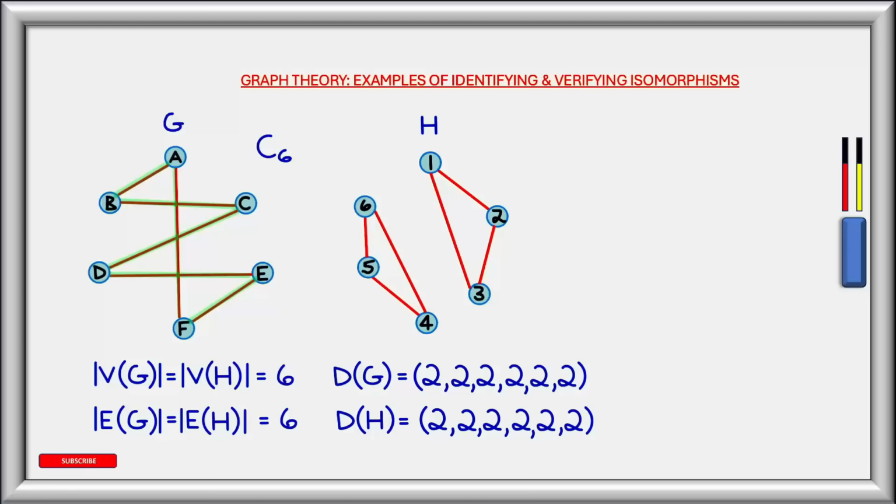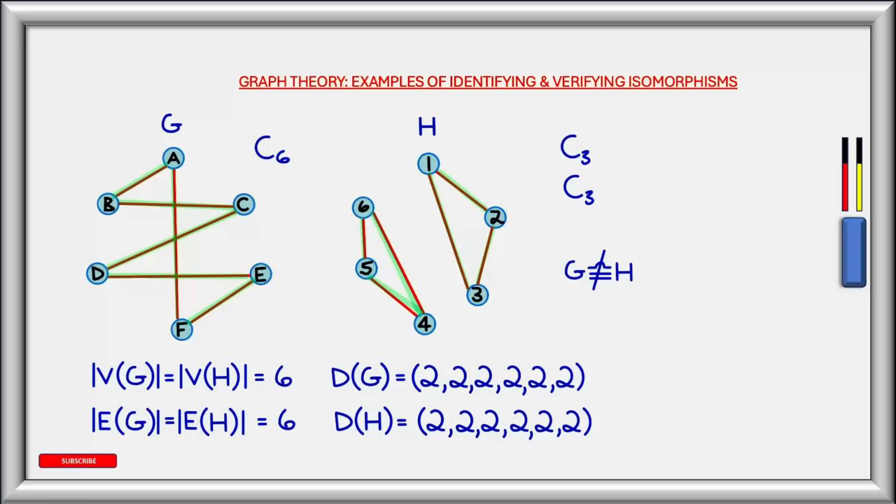And moving on to graph H, we can start at vertex 1 and travel to 2, to 3, and back to 1 again. And we can also start at vertex 4, travel to vertex 5, to 6, and back to 4 again. And therefore in graph H, we have 2 cycles of length 3, so 2 C3 cycles. So as we can see, we have a different number of cycles between graph G and H, and also the cycles are of different lengths. And so in this case, there is no isomorphic relationship between graph G and graph H.